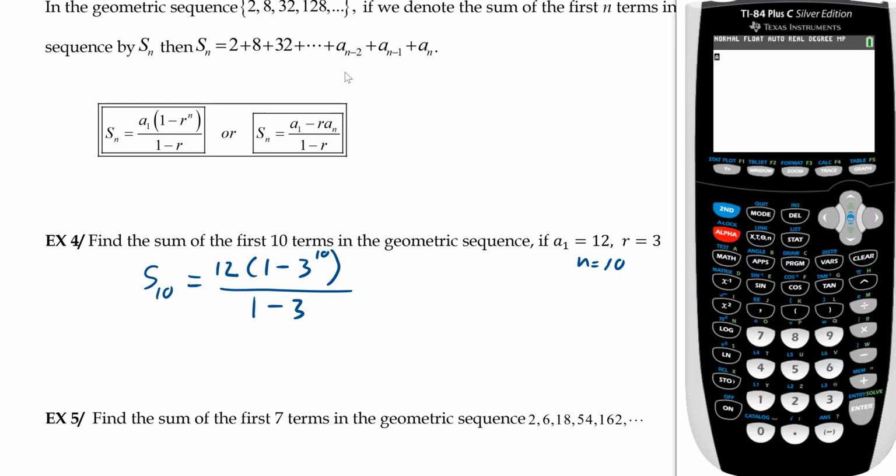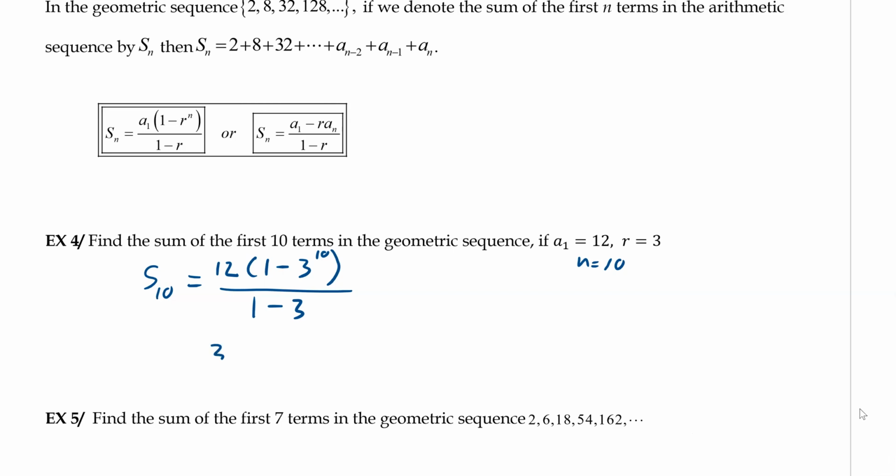So to do that, you want to use alpha y to create a fraction. You don't want to do this in parts, you want to do it all at once. So just like that, close the parenthesis, and then the bottom is just 1 minus 3, and hit enter. So we get 354,288. So that is the sum of the first 10.